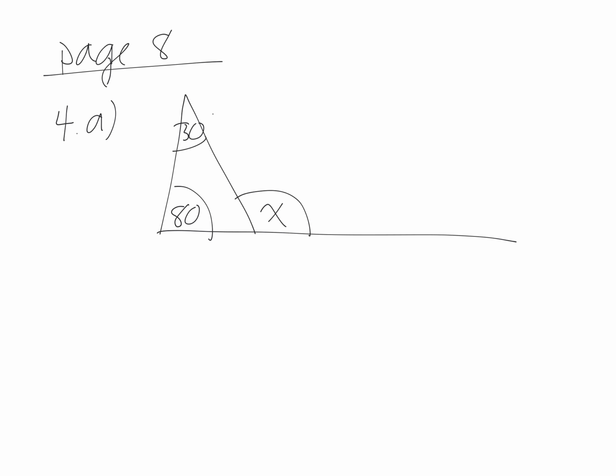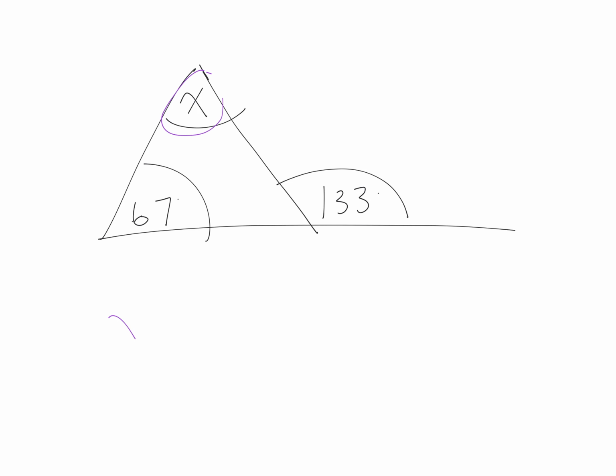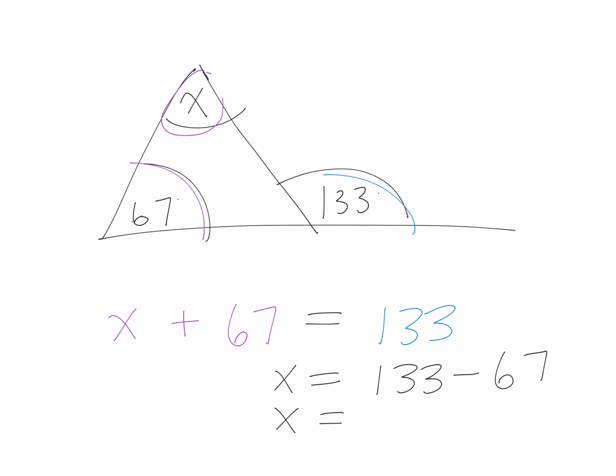So let's try another example. Good, we're going to add 30 degrees plus 80 degrees, and that will give us angle X. So what's 30 plus 80? So angle X equals 110 degrees. So in this one, we know that X, look here please, plus 67 equals 133. How do you solve for X? I'm asking Lorena. So practice. Good. What's 133 minus 67? 66 degrees. That means angle X is 66 degrees.